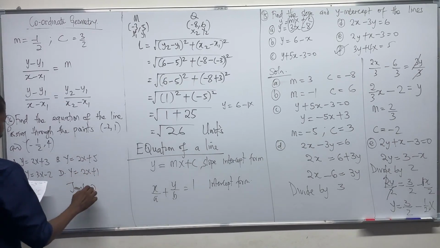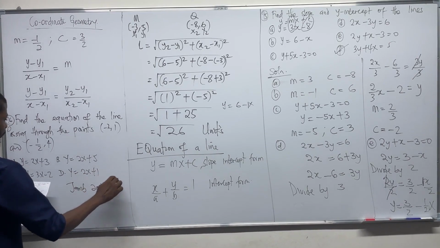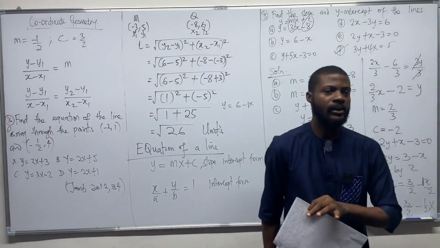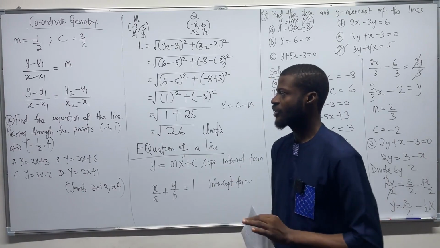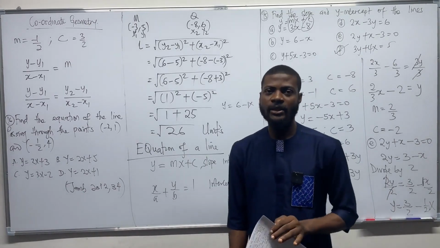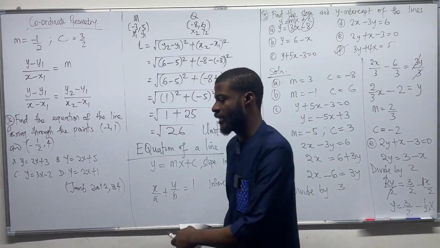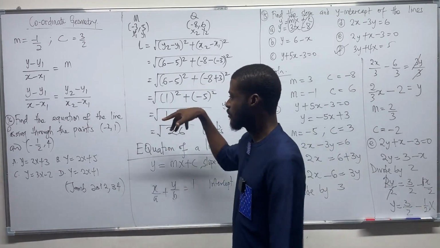JAMB 2012, number 34. So this is a JAMB question. I was asked to find the equation of a line. Now in this case, we're given 2 points. So we don't have the gradient. We have to solve for the gradient. So let me solve this problem.